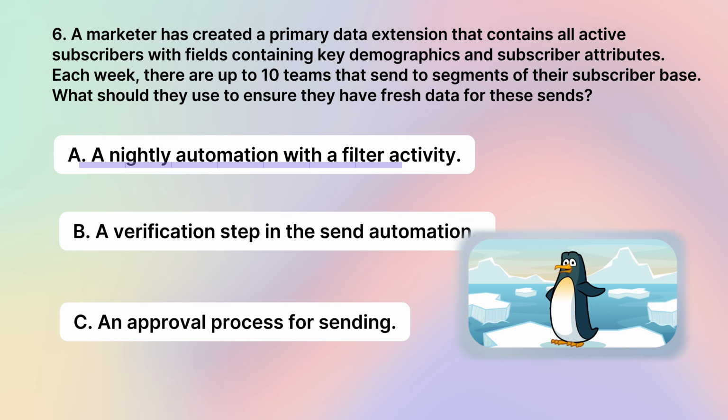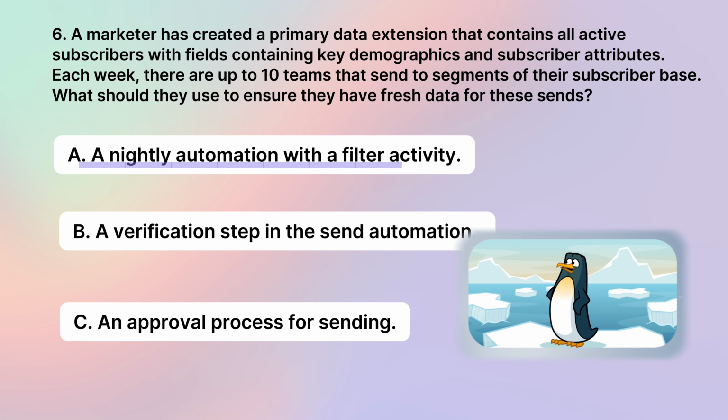The correct answer is a nightly automation with a filter activity because it ensures that the marketer has fresh data for the weekly sends to different segments of their subscriber base. Here's an explanation for why the other answers are incorrect. 1. A verification step in the send automation. While a verification step may be useful to check the accuracy of the data before sending, it does not address the requirement of having fresh data. The verification step only validates the existing data and does not update or filter the data to ensure freshness.